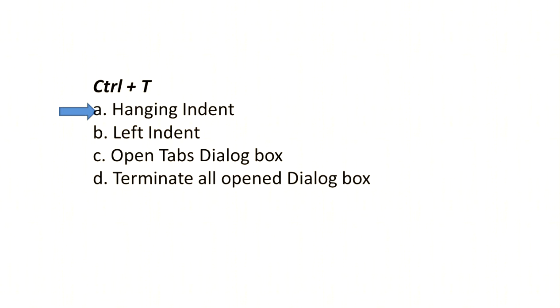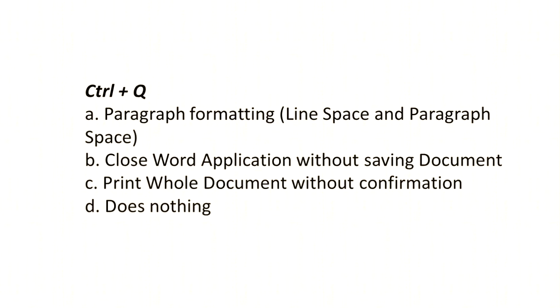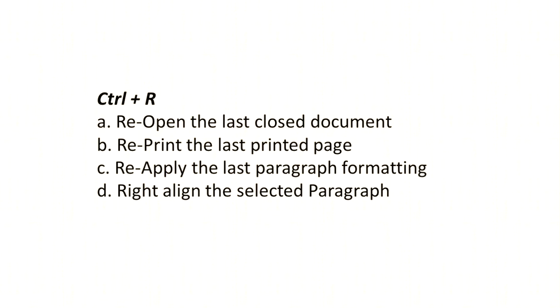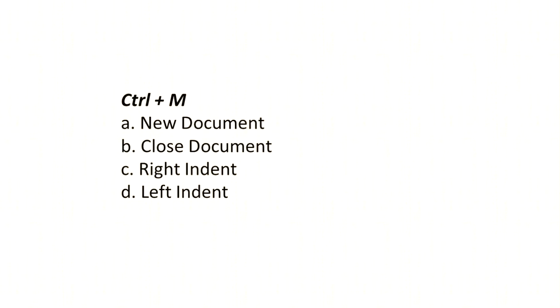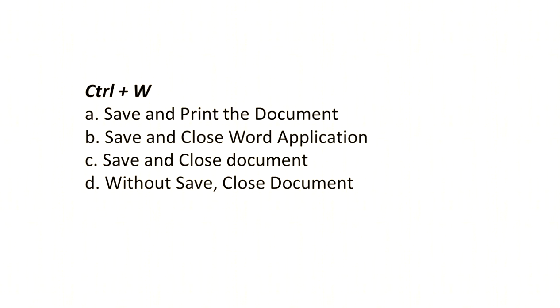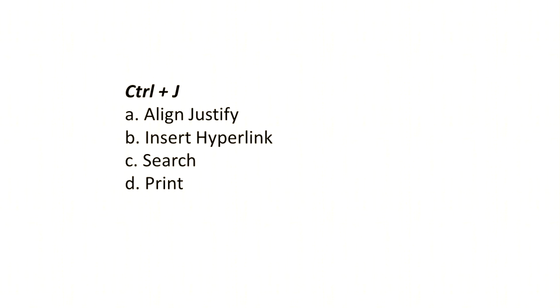Next, Ctrl plus T is used to hanging indent. Ctrl plus Q is used to paragraph formatting. Ctrl plus R is used to right align the selected paragraph. Ctrl plus M is used to left indent. Ctrl plus W is used to save and close document. Ctrl plus J is used to align justify.